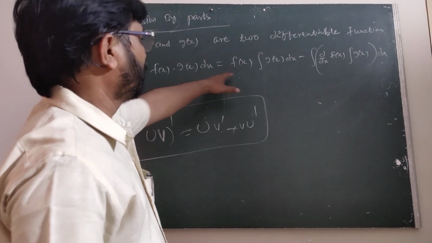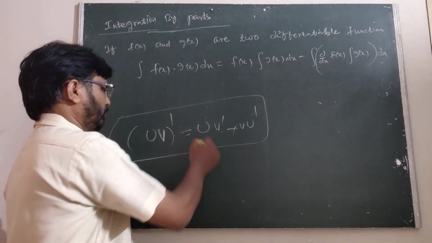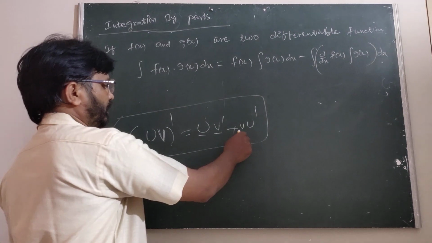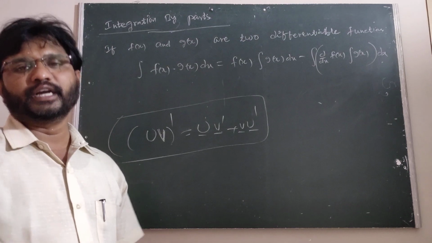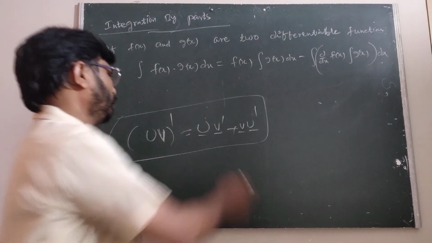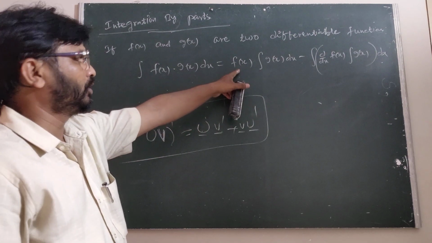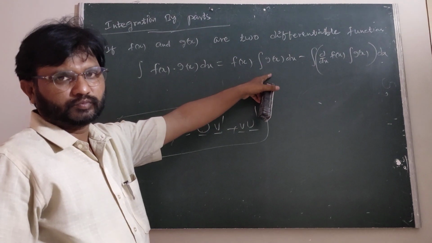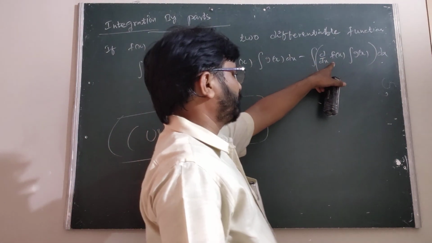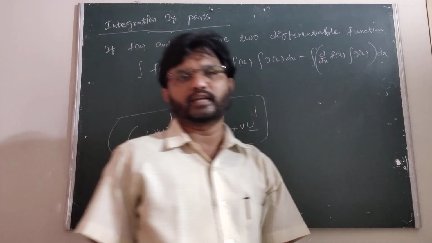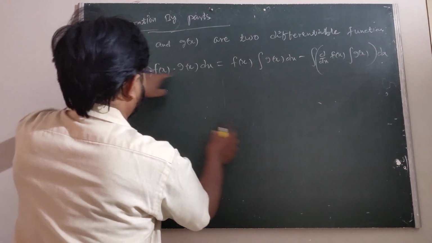Integration is not the same. It is the first function into the integral of the second, minus the integral of the derivative of the first function into the integral of the second function. In differentiation, it was the first into the derivative of the second plus the second into the derivative of the first, so we can represent it in any order, no problem. But here, it is the first function into the integral of the second, minus the integral of the derivative of the first function into the integral of the second function.